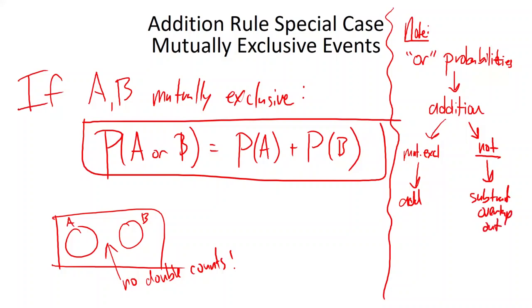But it's addition either way. But you do need to ask yourself whether they're mutually exclusive or not if you're trying to calculate OR probabilities. All right?